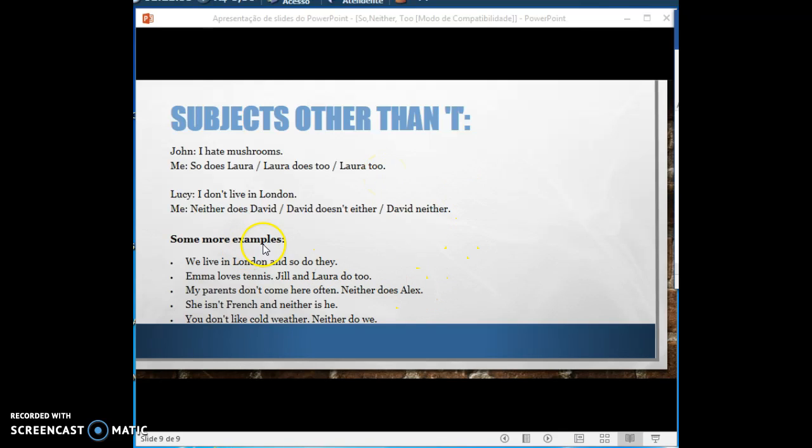Some more examples to finish. "We live in London and so do they." "Emma loves tennis. Jill and Laura do too." "My parents don't come here often. Neither does Alex." "She isn't French, and neither is he." "You don't like hot weather, neither do we." Or we can just say, "we neither."